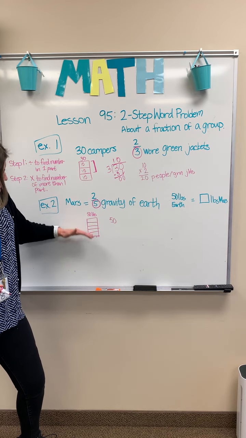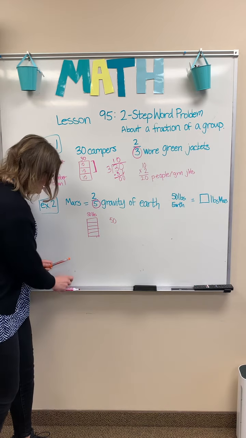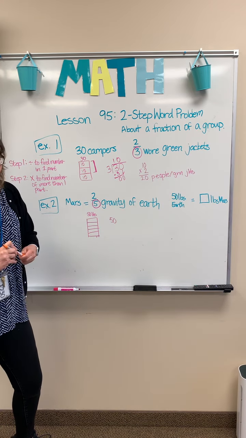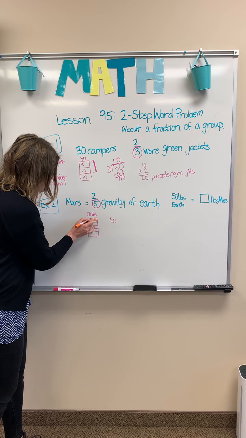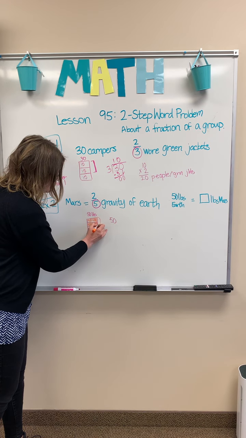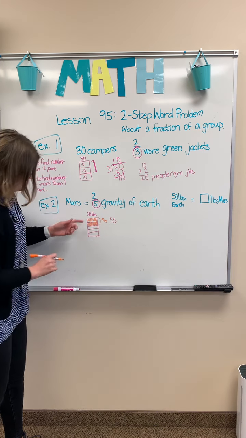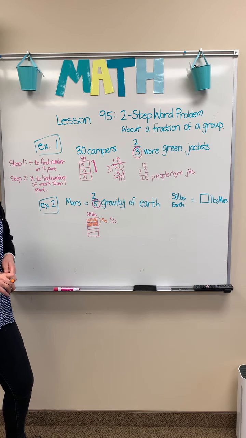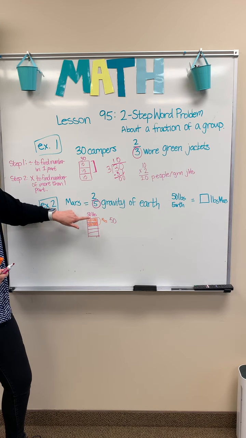This would be the weight representing the weight on Earth. But on Mars, it's awesome. This is how much it weighs. If this is 50 pounds, this is how much it weighs on Mars. This is the Mars weight, which is 2/5 and not 5/5. Well, we need to figure out the value of each fifth.